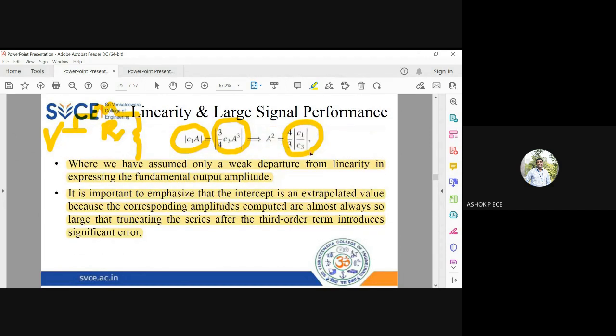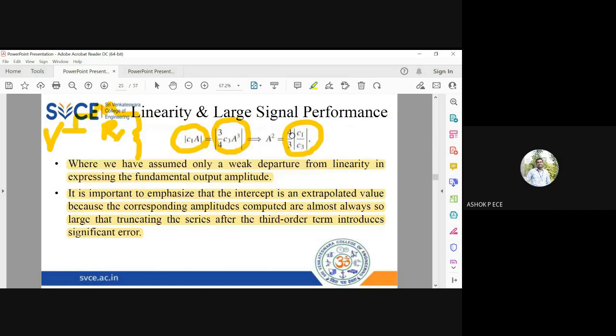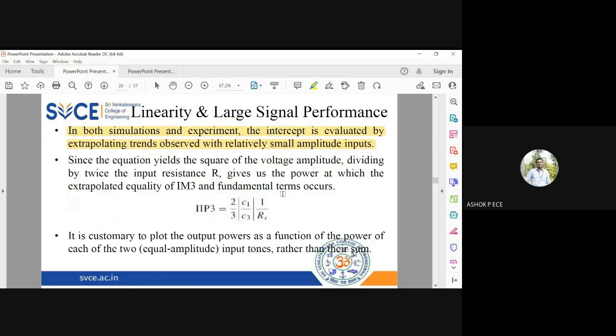So I'm going to take this term, 4 by 3 C1 by C3. When you square the voltage, it is going to be power, right? So V square by R. I have only V square, so I have to divide by R. If you consider this case where the RS and RL are going to be same, I'll be dividing by 2R. See here, I'm dividing by 2R. So 4 by 3 C1 by C3 into 1 by 2 RS, so I get 2 by 3 C1 by C3 into 1 by RS. So this is going to be the intermodulation distortion 3 product, or I am going to call it the third order intercept power point.